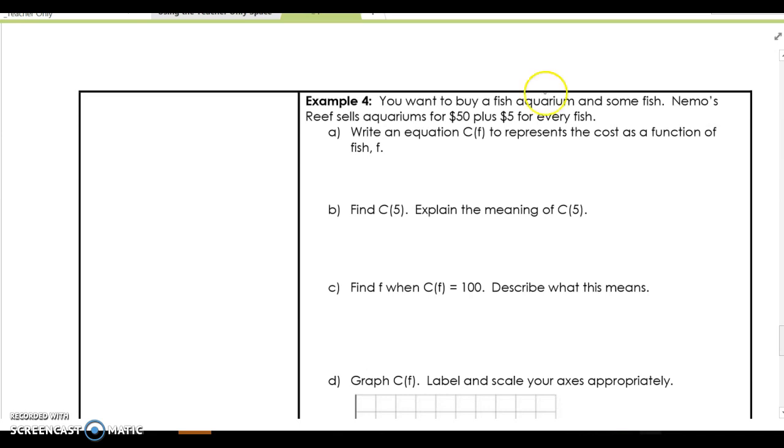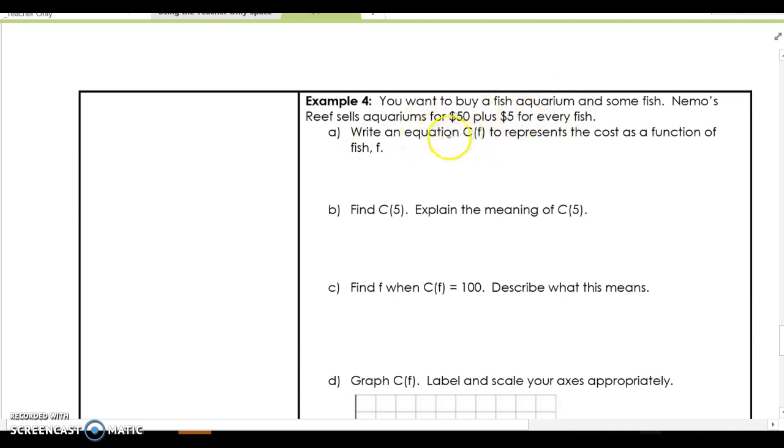In this example, you want to buy a fish aquarium and some fish. Nemo's Reef sells aquariums for $50 plus $5 for every fish. So this sounds like a linear function because you have a starting amount of $50 and then you have a constant rate of change of adding $5 for every fish that you purchase.